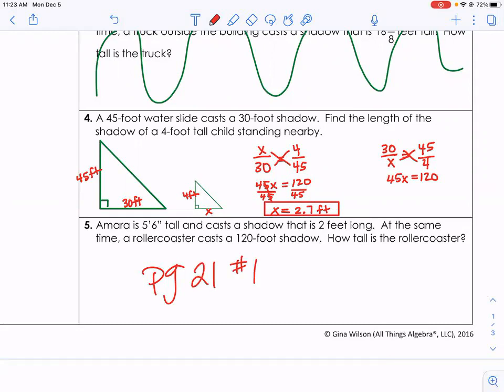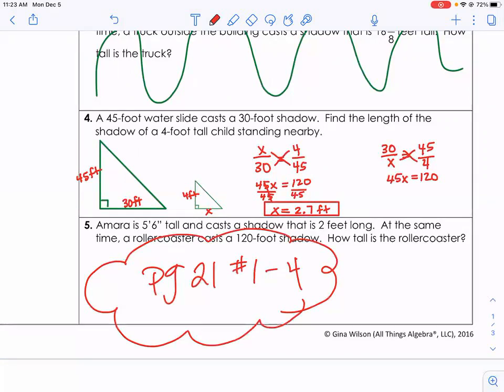That clock is off. 1 through 4. Oh, that's not done.